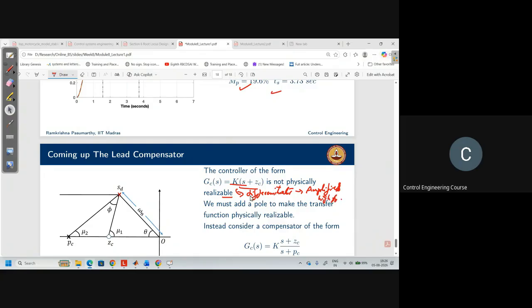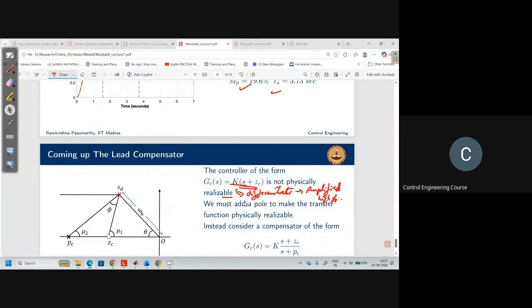Okay, that is one reason we won't directly use the controller in the pure PD form. Another one is that it is not possible to realize it exactly. So these are the two reasons. So we won't use this controller directly in practical applications.